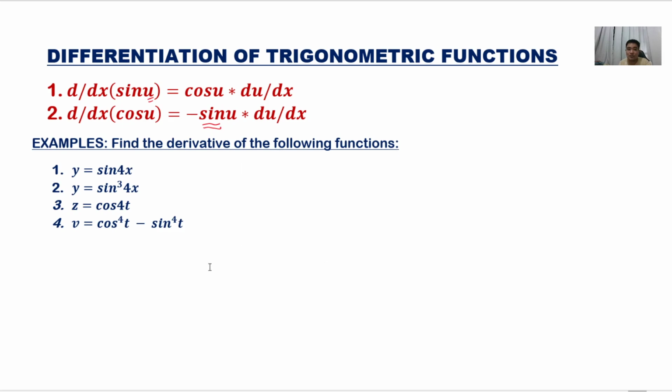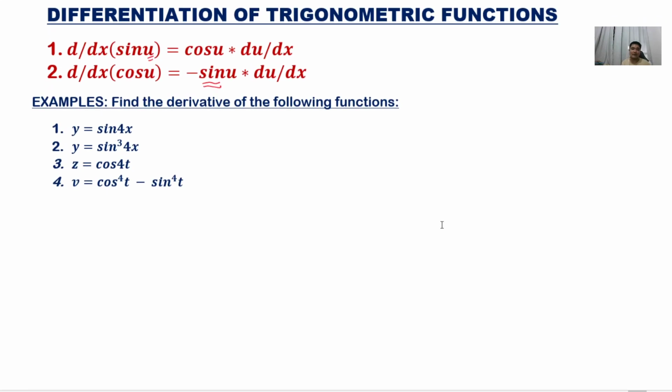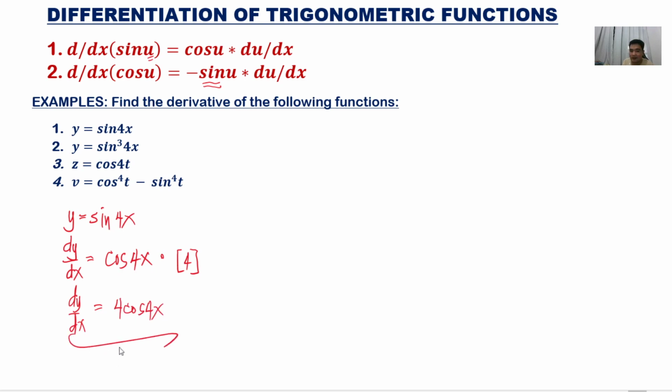So, let's apply these two to solve for the derivatives. Example number 1: y equals sine 4x. Your u here is 4x, that is the angle of your sine. So the derivative of y with respect to x is equal to, what is the derivative of sine? That is cosine. So, cosine 4x times the derivative of 4x, that is 4. By the way, you don't multiply the 4 to the angle; it is a multiplier of the whole cosine 4x. So dy over dx is equal to 4 times cosine 4x. That is for number 1.